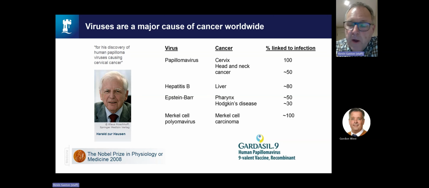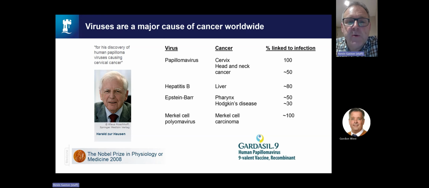And as far as we know, every case of Merkel cell carcinoma is caused originally by a polyomavirus infection. So why am I telling you all this? Why is it important? Well, the reason it's important is because of what I mentioned at the beginning, which is vaccines. Because we know that these viruses are major causes of cancer, if we can prevent these virus infections, then we can stop the cancer cases.